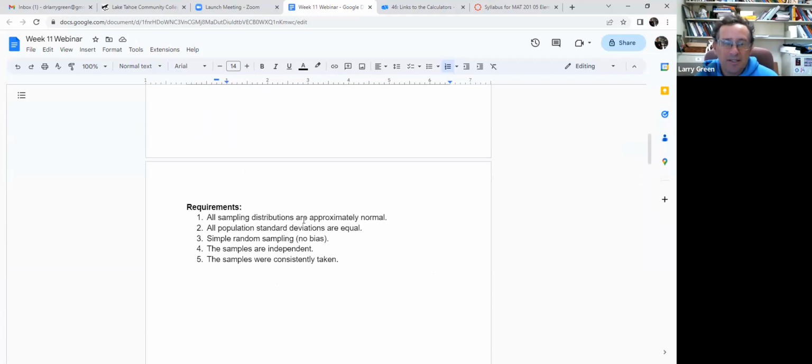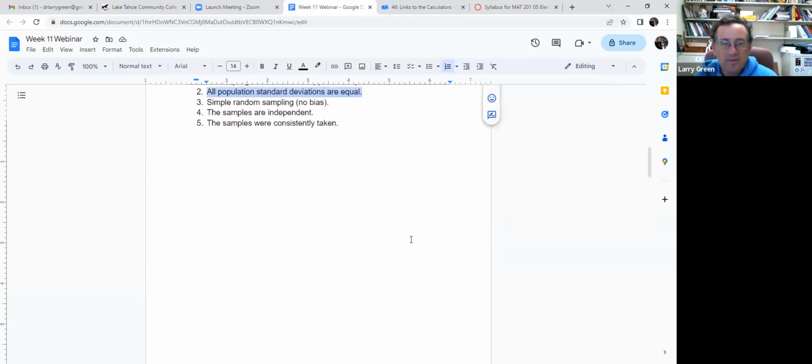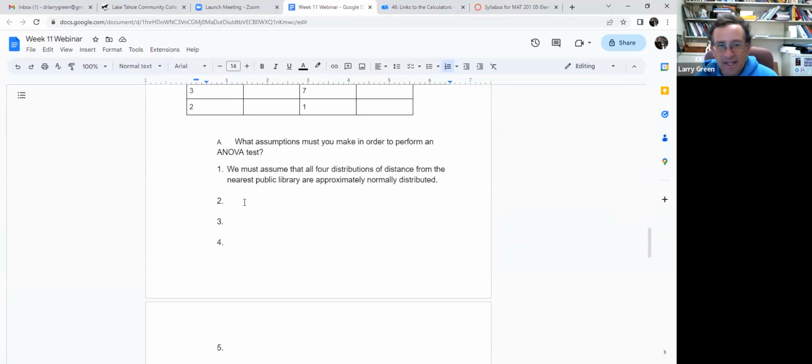Okay, then let's go to the next one. All population standard deviations are equal. So I will let you know that for this class, you will always have to assume that. And as I mentioned a little while ago, that's because in this class, we don't cover any tests to decide if population standard deviations are equal or not. So if you go on to take a higher level statistics class, then sometimes for number 2, you don't have to make that assumption. But we're not getting to that point, so we're just going to always have to assume it. Any questions on number 2?